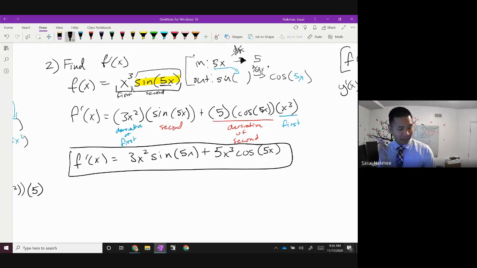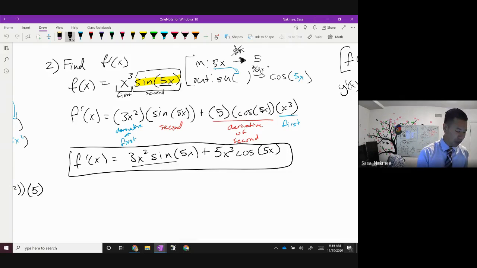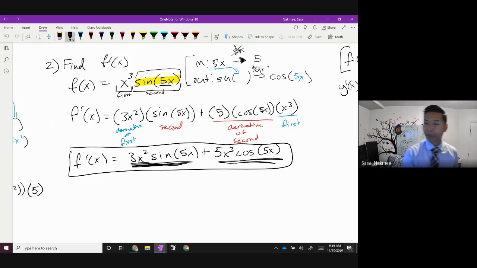If you want to clean it up, that's as clean as it's going to get, right? 3x squared sine of 5x plus 5x cubed cosine of 5x. And if I asked you to take the second derivative, I would do it from here, and I would do the product rule for this one, plus the product rule for that one. That seems like a fun problem, but we're not going to do that today.